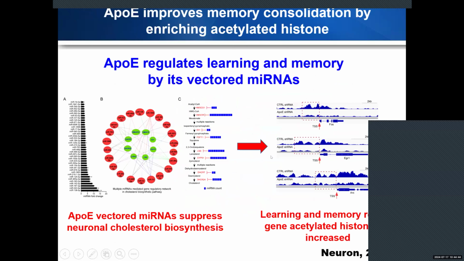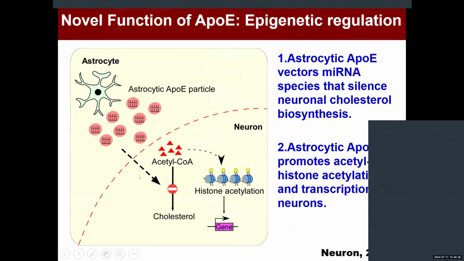So we already know the substrate acetyl-CoA accumulates and promotes histone acetylation. The next question is, what kind of genes have increased histone acetylation? Then we did a ChIP-seq. We found many learning and memory related genes whose acetylation level is increased. So we can basically summarize here.